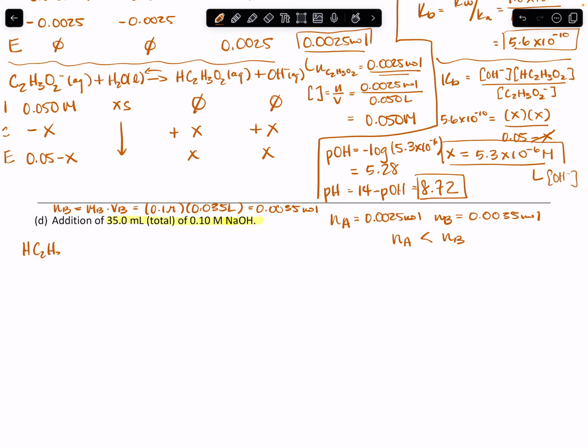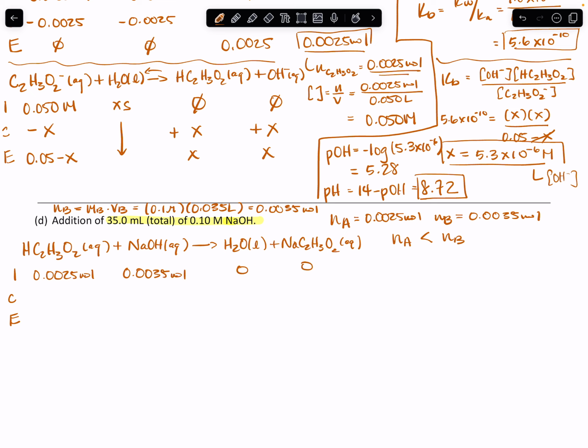So HC2H3O2, so there's our acetic acid, plus our sodium hydroxide. We're going to neutralize to form water and our sodium acetate. All right, we set up our ice chart. Initial amount of acetic acid, 0.0025 moles. Initial amount of sodium hydroxide, 0.0035 moles. No water, no sodium acetate.